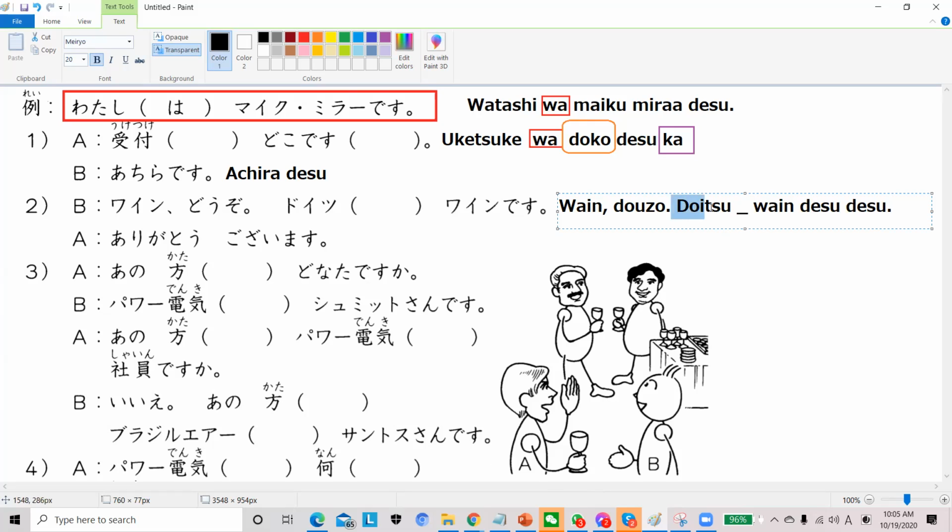So what is doitsu? It is a country, a European country. Germany. How about wine? Wine is like red wine, white wine, a drink. So there are two nouns here. What particle are we going to use if we're connecting two nouns? Yes, very good. We use the particle no if we're connecting two nouns.